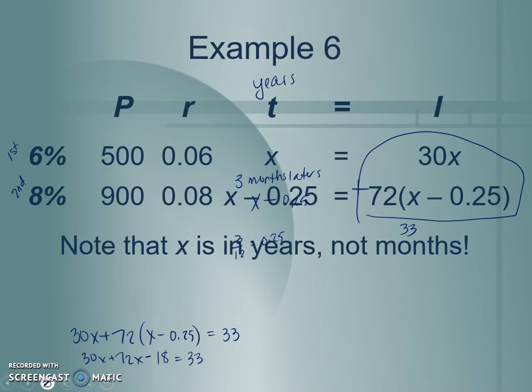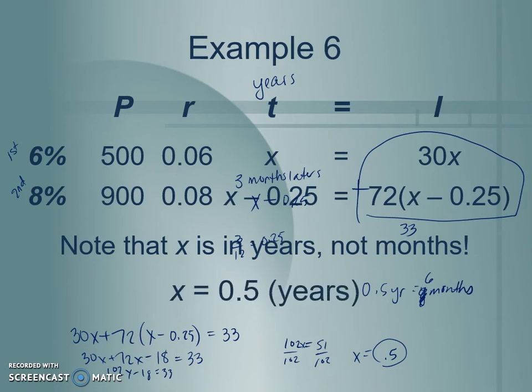And then we can go ahead and combine our like terms. We get 102x minus 18 equals 33. Add 18 to both sides. We end up with 102x equals 51. When we divide each side by 102, we get x equals 0.5. And so once again, remember, x has to be in years. So it's 0.5 years, or half a year, which equals 6 months. Okay?